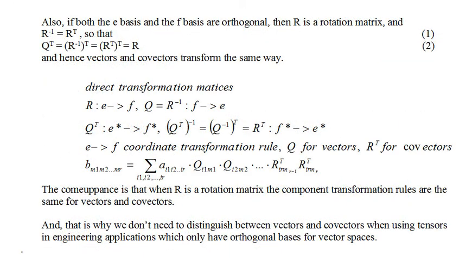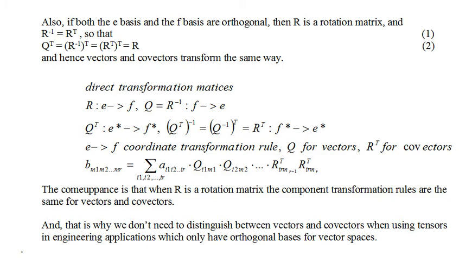Note that if both bases are orthogonal, then R is a rotation matrix, and so R inverse equals R transpose, and hence on line 2 we see that Q transpose equals R inverse transpose equals R transpose transpose, which equals R. So R is also the direct transformation matrix for the basis covectors as well as the basis vectors. Thus both lines in the table of direct transformation matrices are the same.